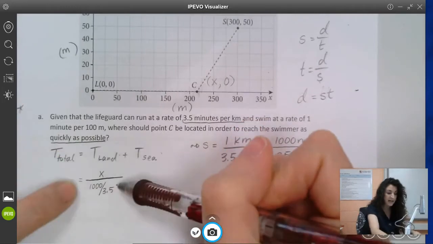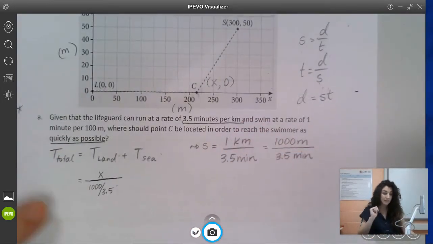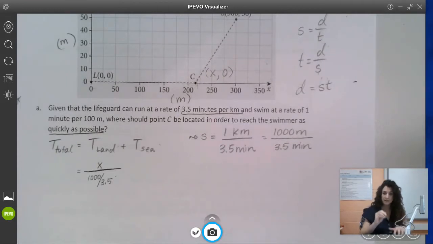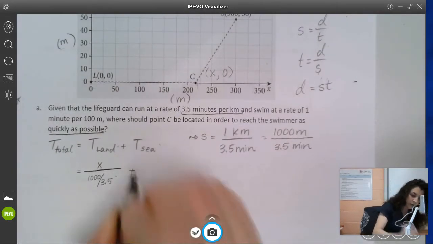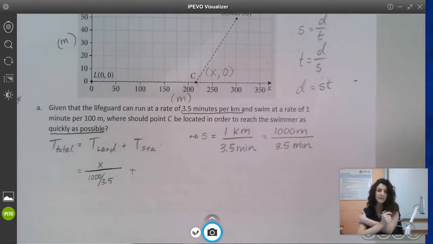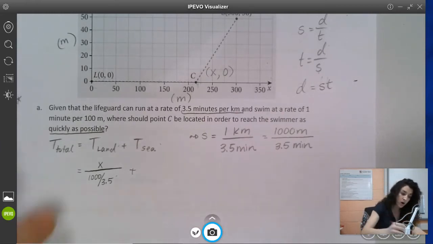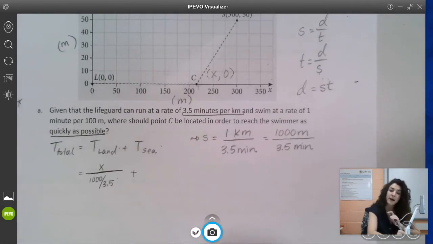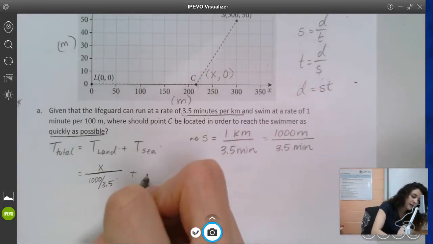And that's the time on land. If this is a part where you got stuck, feel free to pause the video and see, okay, well, can I figure it out for the sea then? Because now we need to figure out, okay, time spent at sea. So our time spent at sea needs to be our distance at sea divided by the speed at sea.